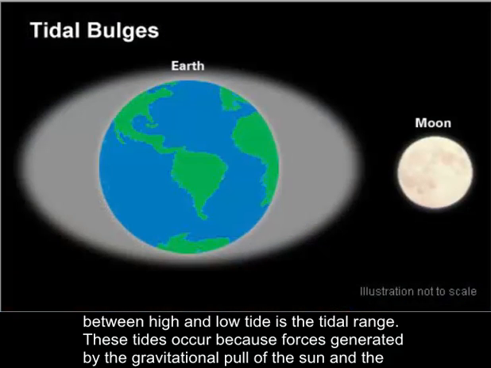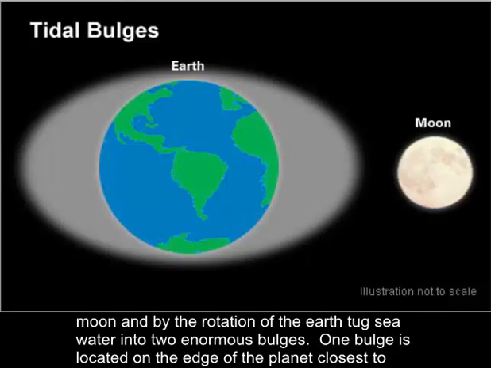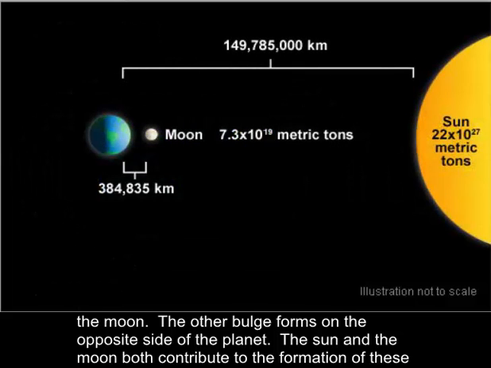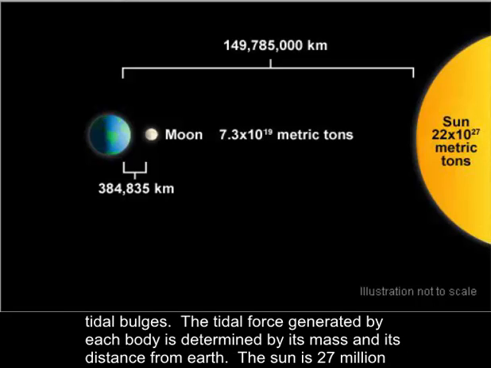These tides occur because forces generated by the gravitational pull of the sun and the moon, and by the rotation of the Earth, tug seawater into two enormous bulges. One bulge is located on the edge of the planet closest to the moon. The other bulge forms on the opposite side of the planet. The sun and the moon both contribute to the formation of these tidal bulges.